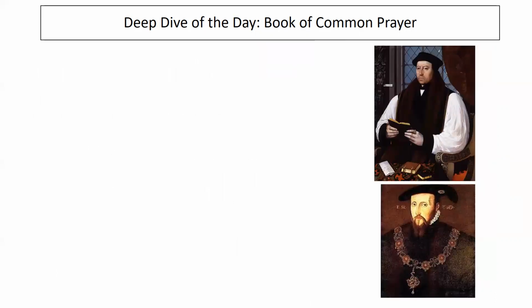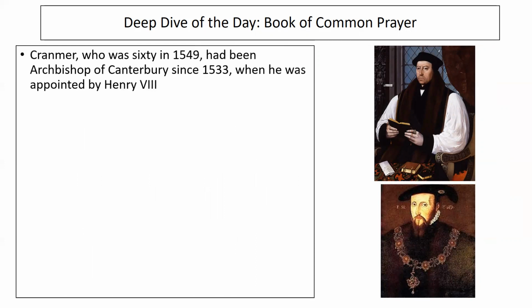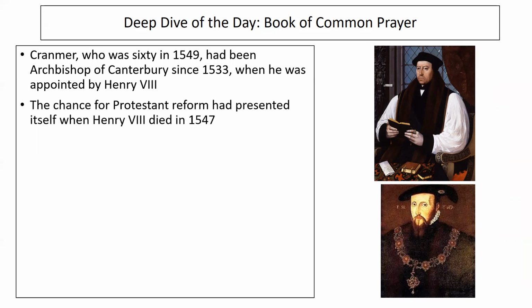Now then, in terms of these particular gentlemen, this is on the top picture, Thomas Cranmer. I shouldn't be so casual. He was 60 in 1549, but he had been Archbishop, so the most important or most powerful member of the Anglican Church, the Church of England, since 1533. He had been appointed by Henry VIII. So he's been in this job for a long time.